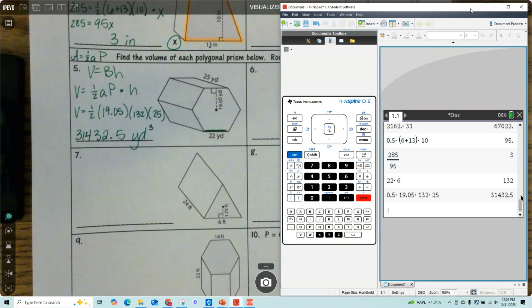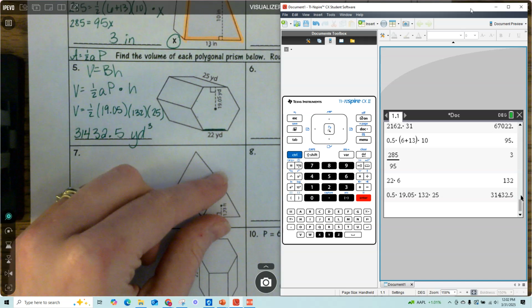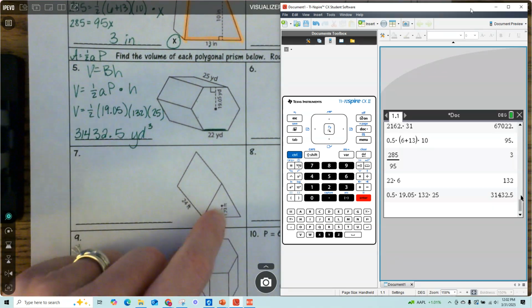So 7's a triangular prism. We've done triangular prisms before. We can't use that same formula, though, because we don't have the information we need. To use the area of the triangle formula, the 1/2 base height, we've got the base of the triangle. What we don't have is the full height. But we can use this formula because we have the apothem.